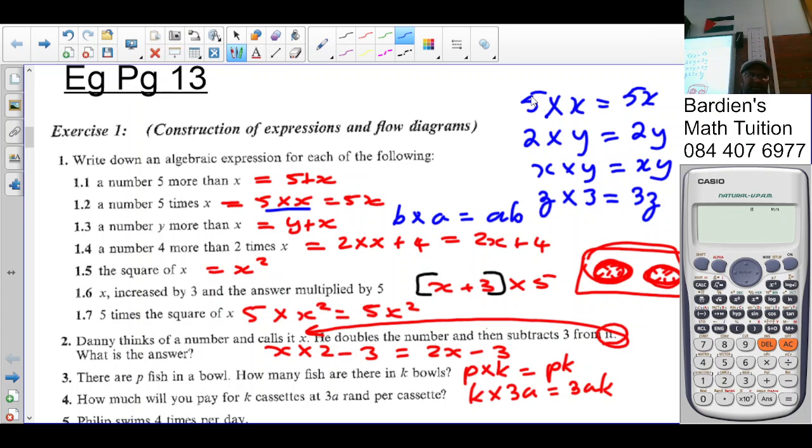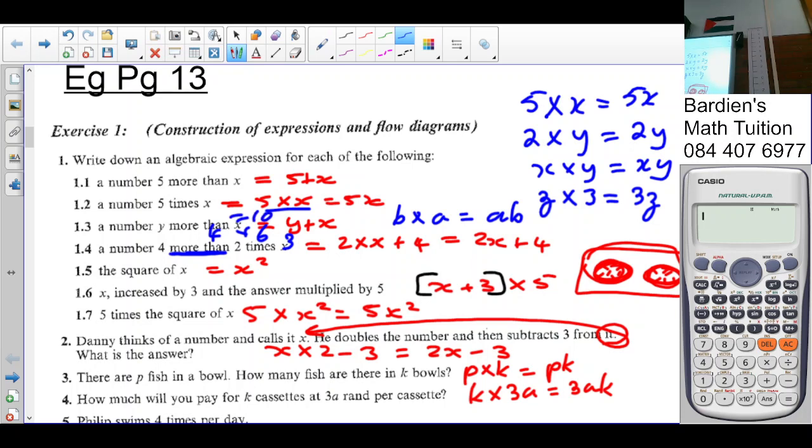1.4. A number 4 more than 2 times x. So again, if x was 3, then the sum would have read in 1.4, a number 4 more than 2 times 3. What's 2 times 3? 6. Then you would have said 4 more. What do we do if you want 4 more than something? We add it, not so. So that answer would have been 4 plus 6, which is 10.